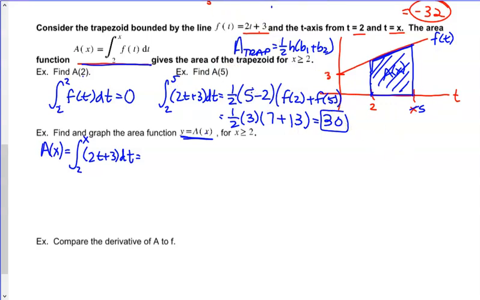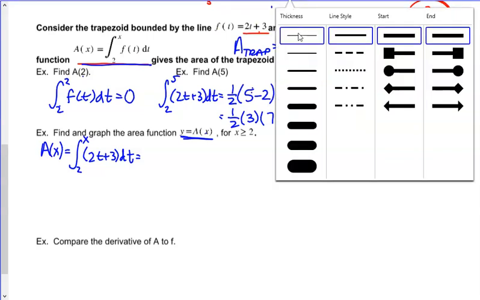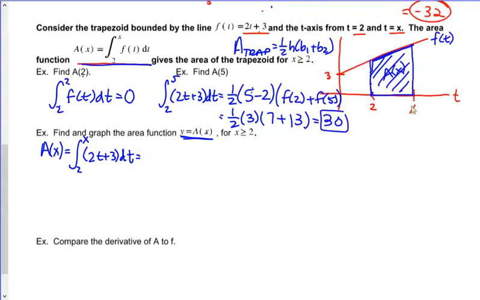So if I want to go back to this here and change that back to an x, maybe we can see how we do that in terms of x. All right, so for the area of our trapezoid, we need 1/2 of our height, which is the difference of these two values. Before it was a 5, now it's an x, so I need to take x minus 2.